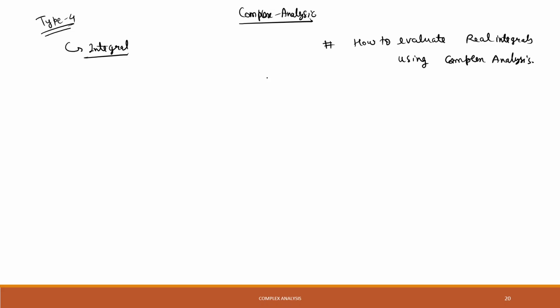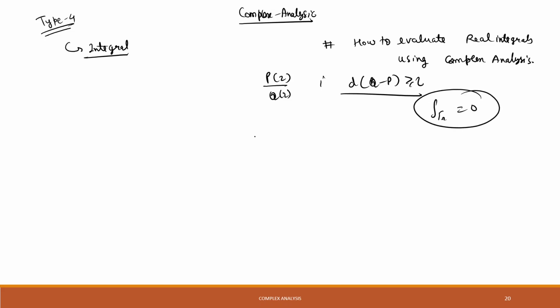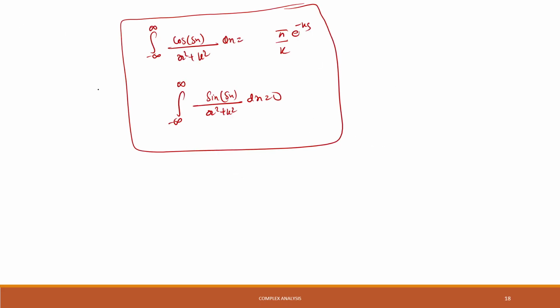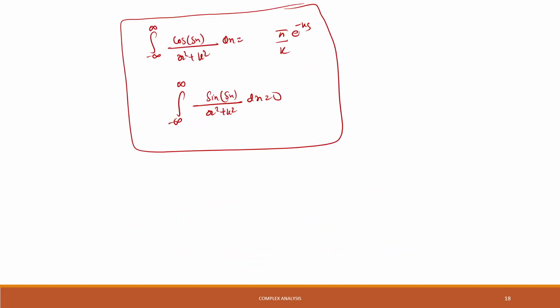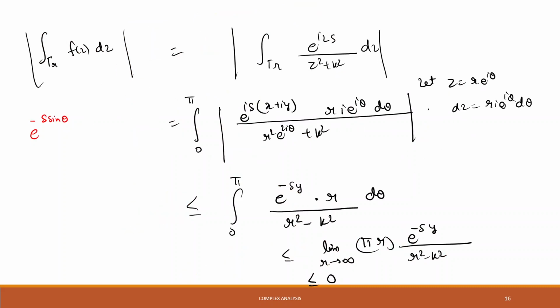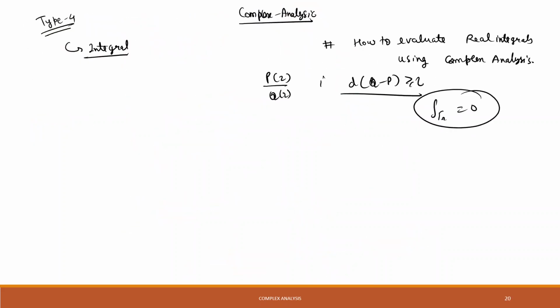And we know that whenever we have a function with p of z and q of z, where the degree difference q minus p is greater than or equal to 2, then the integral over that gamma r will always be 0. You don't need to show this, you just have to write that the integral over gamma r is 0. If you are willing to show this in the examination, nobody is going to cut your marks. It will be much more beneficial for you if you want to go in depth with complex analysis. So in today's part we will be seeing the fourth type of complex integral.